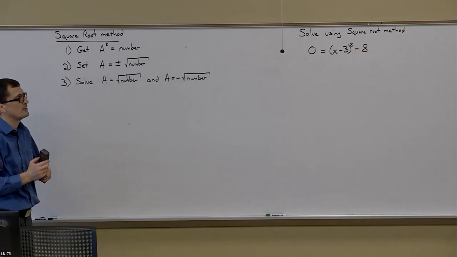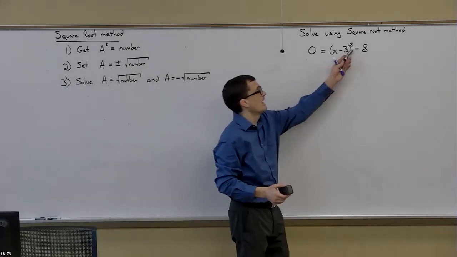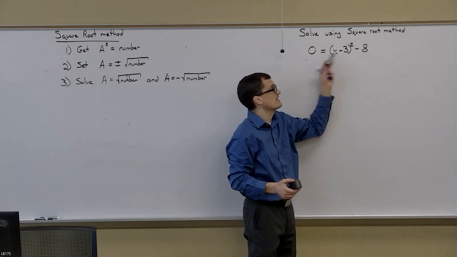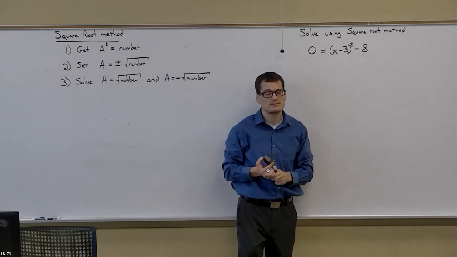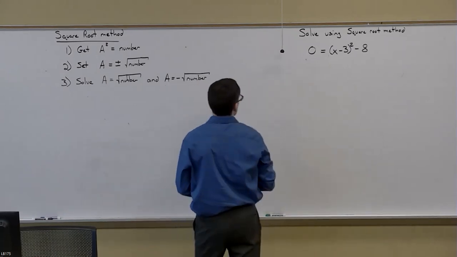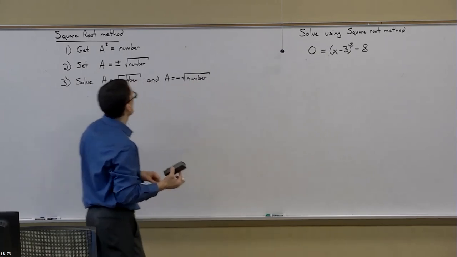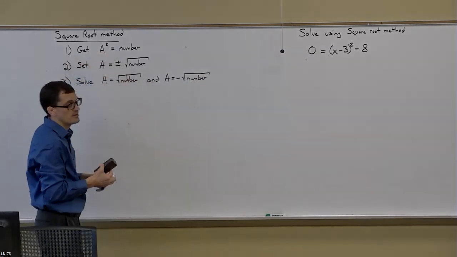Notice how my variable is inside of an expression being squared, and everything outside of that is a constant number. That's when I'm looking for the square root method to be used. Now, in order to use the square root method, I need to get something squared equals a number.